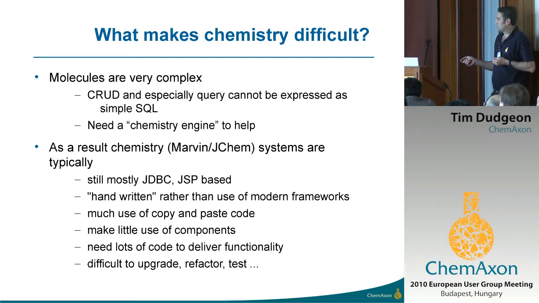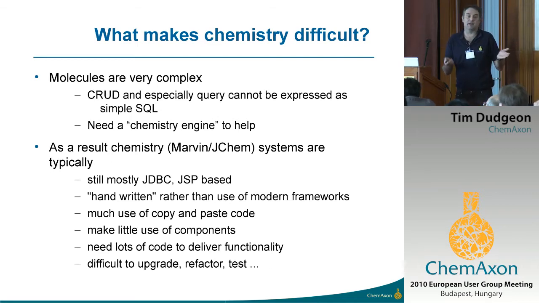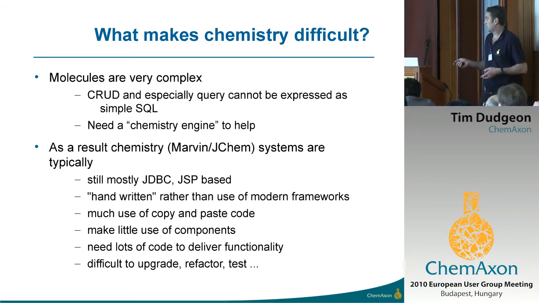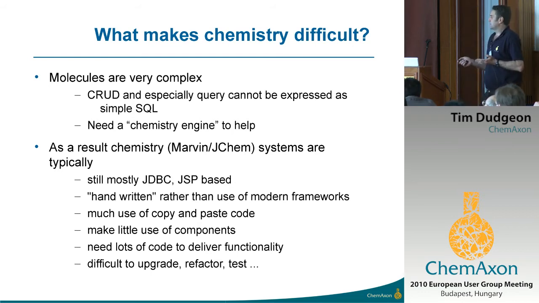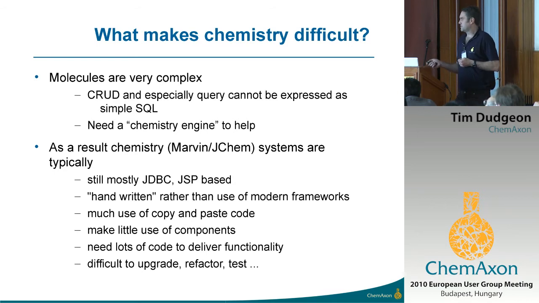What you need is a chemistry engine to help. Now, our engine is JChem. There are obviously others out there as well that could be used. But basically, you need a chemistry engine in order to support the persistence and the query of chemical structures. And as a result, that has meant that chemistry-based systems are still mostly JDBC-based.